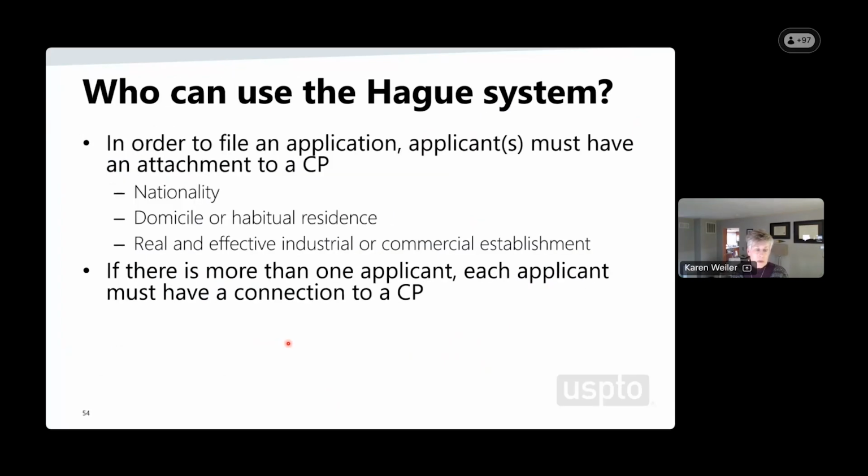So who can take advantage of the Hague system? Well, in order to file an application, applicants must have an attachment to a contracting party. And by attachment, we mean nationality, domicile or habitual residence, or a real and effective industrial or commercial establishment in that contracting party. If there's more than one applicant, then each applicant must have a connection to a contracting party.